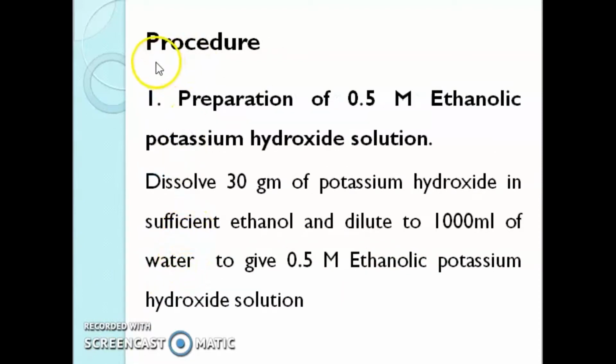Students, now we will proceed to the procedure part. What are the procedure steps? First step is the preparation of 0.5 molar ethanolic potassium hydroxide solution. For the preparation of this solution, you have to dissolve 30 gram of potassium hydroxide in sufficient ethanol and then dilute that solution up to 1000 ml to give 0.5 molar ethanolic potassium hydroxide solution.